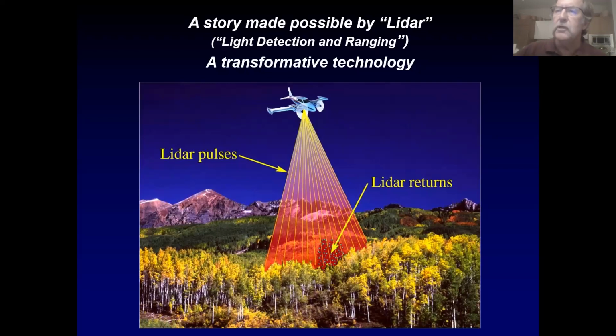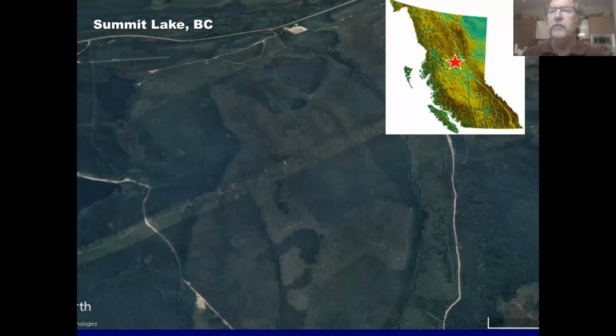I want to give you an example, because I'm going to return to how we use Lidar imagery to better understand this megaflood story. This is an example of a conventional satellite image. I just picked one at random where I had Lidar imagery. It's an area that was covered by the Cordilleran Ice Sheet. You can see where it is in the province of British Columbia, right in the center. It's an area called Summit Lake.